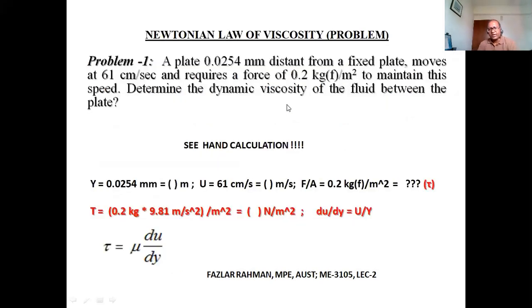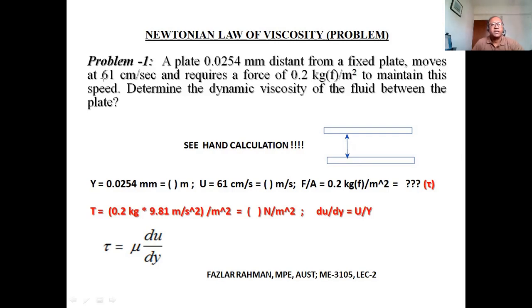Okay. And we'll use Newton's law of viscosity to solve a problem. Let's see how we can solve it. It's saying a plate 0.0254 millimeter distance from a fixed plate. That means you have a fixed plate right over here, then you have another plate. And the distance between these two plates is 0.0254. That means this is the given y, bigger Y, right?